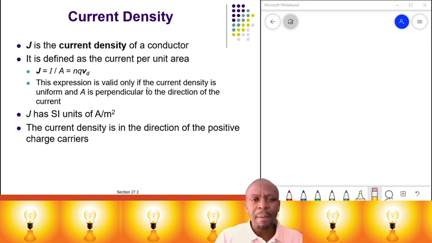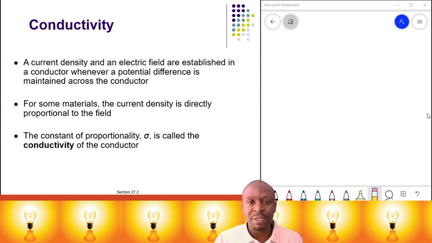From the previous equation we were able to derive the current, and if you plug the current there, this A will cancel with the other A in the equation of the current. As a result, the current density will be given by this equation. This expression is valid only if the current density is uniform and A is perpendicular to the direction of the current, and the SI units are given by this. Note that the current density is a vector, and it is in the direction of the positive charge carriers.